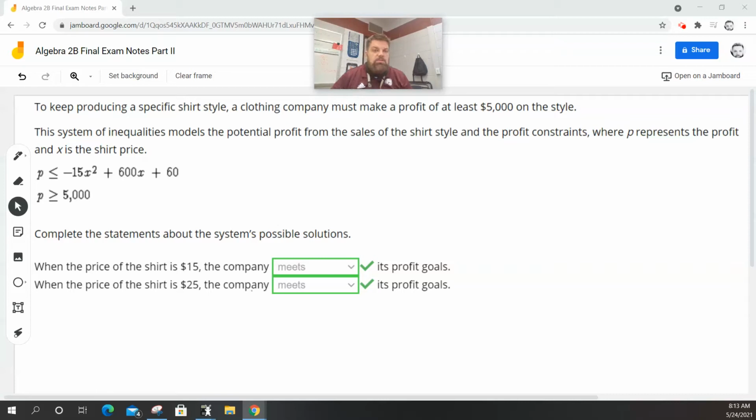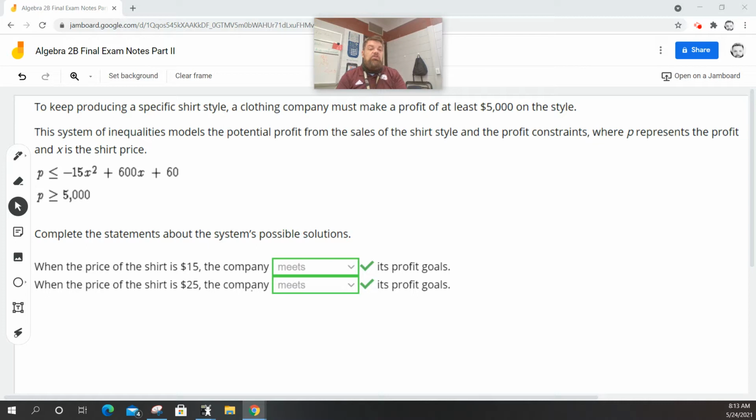All right, so we're going to do this problem here where the system of inequalities models the potential profit from the sales of a shirt style and the profit constraints, where P is the profit and X is the shirt price. So what happens is when you change the price of the shirt, you're going to sell more units or sell less units, depending on how you change the price, and that affects the profit.